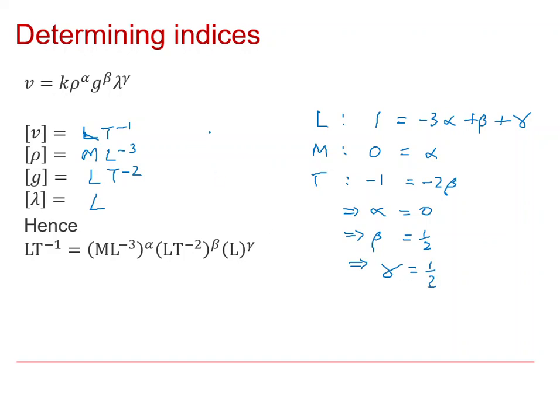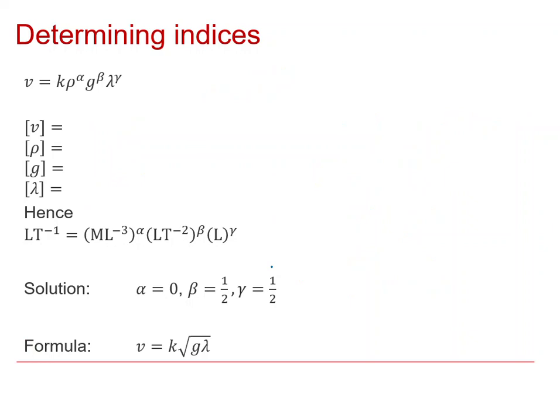So our formula up above really should read v is equal to K, ρ essentially to the 0, so we don't need to write that, g to the half, and lambda to the half. Now that's not the most helpful way of writing it, so if we look at a better answer, there we are. Alpha is 0, beta is a half, gamma is a half. That was our analysis, and the formula is written in a rather more convenient, more assimilable form using a square root sign.